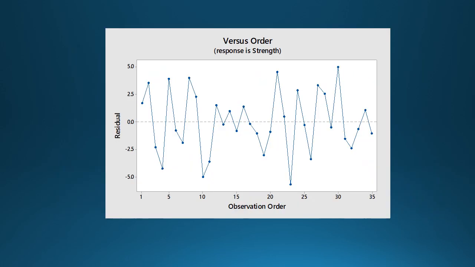The independence assumption specifies that the errors are not affected by the order of data collection. To check this assumption, we can plot the residuals in the order that the data were collected and look for any patterns. The order is determined by how the data are entered into the worksheet. If data were not collected in any meaningful order, or if the order the data were taken in is unknown, do not use this plot.